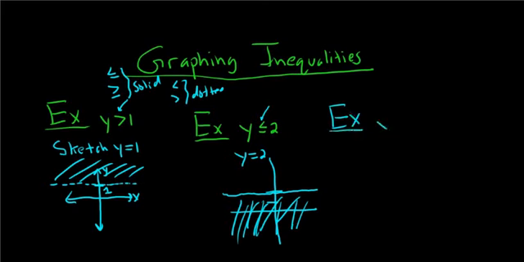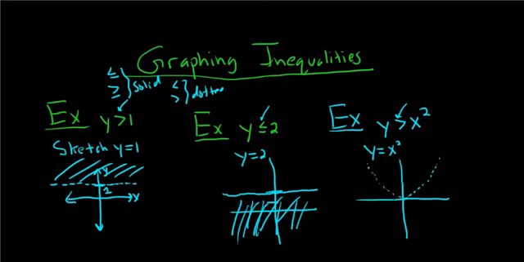Okay? Let's do another example. Say we have y greater than x squared. First we sketch the equality, y equals x squared. If you remember from before, y equals x squared is a parabola. And it's a dotted parabola, right? Because it has the greater than symbol, it doesn't allow for equality. And because it's greater than x squared, we shade above. If it was less than, we would shade below.